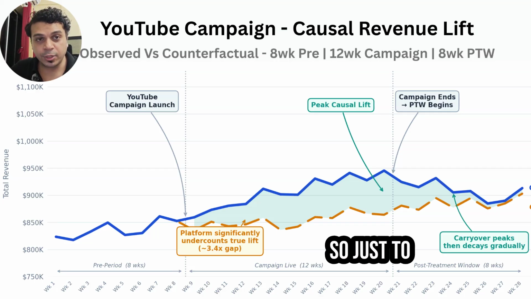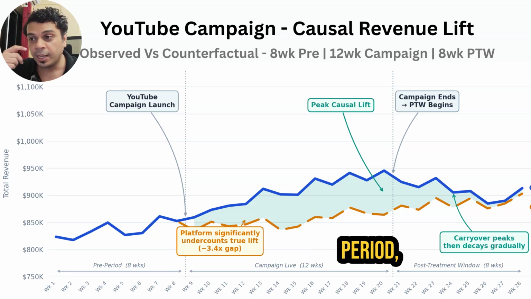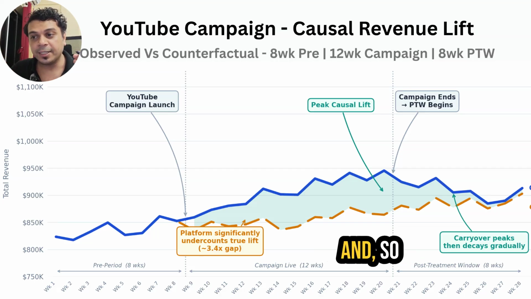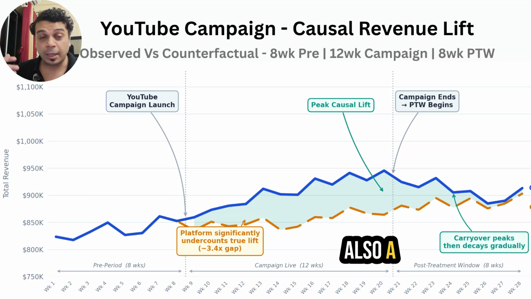Just to flesh it out a little bit, this test ran for a period of 28 weeks, which is a pretty long period. It was broken down into three periods. The first was a simple pre-period, when the test wasn't going on, against which the comparison was done. That was a period of 8 weeks, or say a couple of months. Then there's the campaign period, which is the core period when the YouTube campaigns were actually live. This was a 12-week period, followed by a PTW, post-test window, of another 8 weeks.